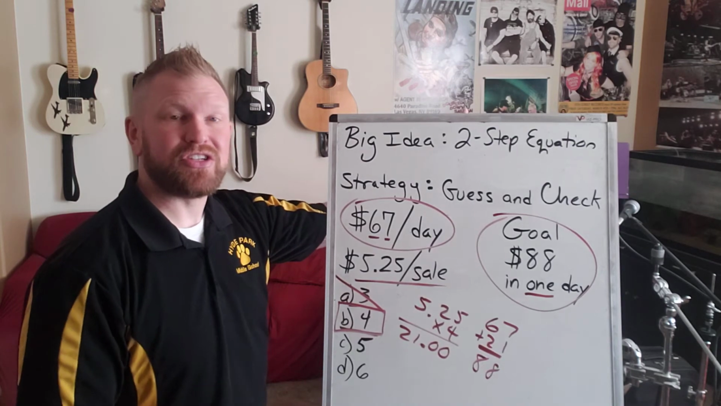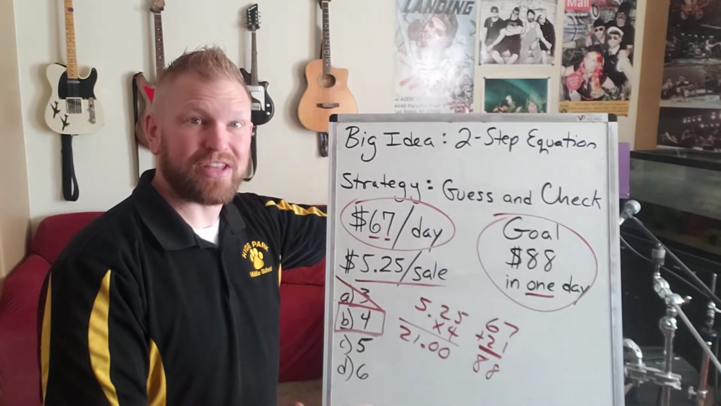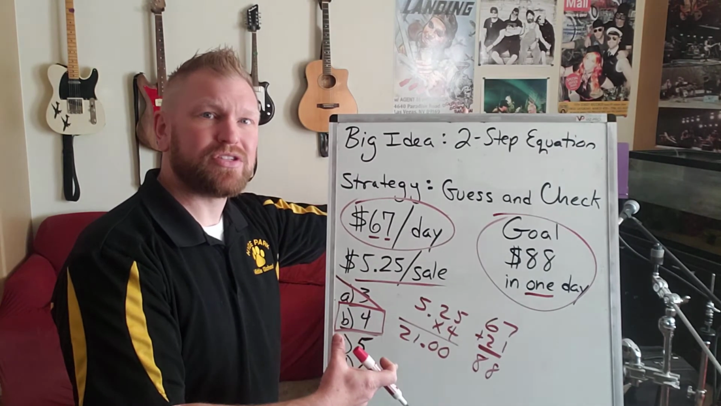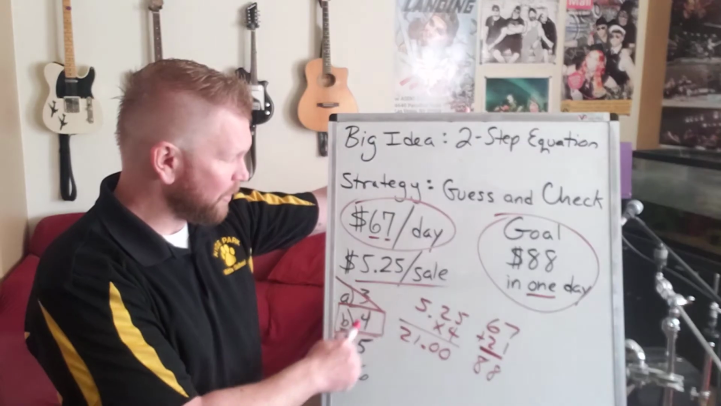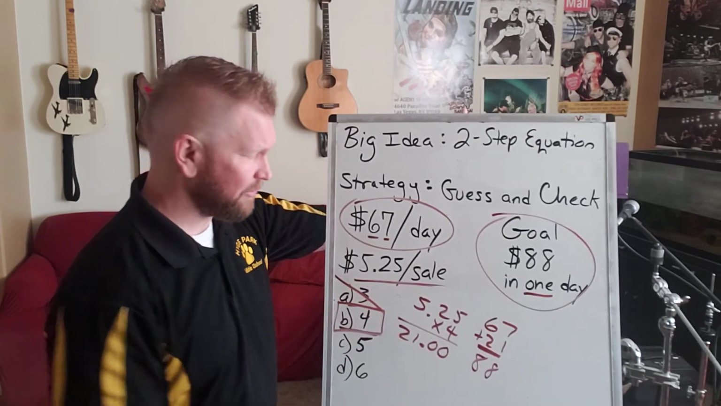So again, that was just guess and check. So guess how many sales it was, plug it in, see if it works. If it doesn't, maybe make a new guess. So we guessed 3 first. It was not enough money. We guessed 4. It was the exact amount of money we were looking for.